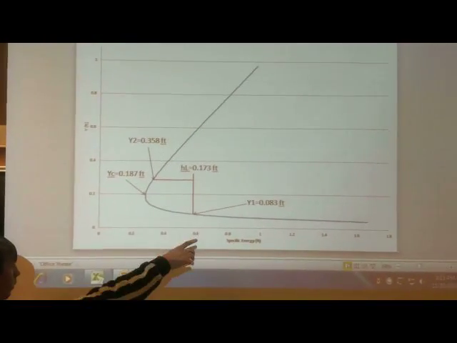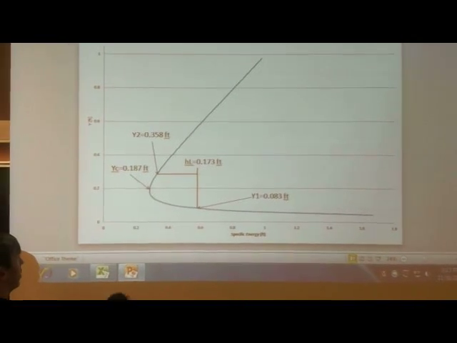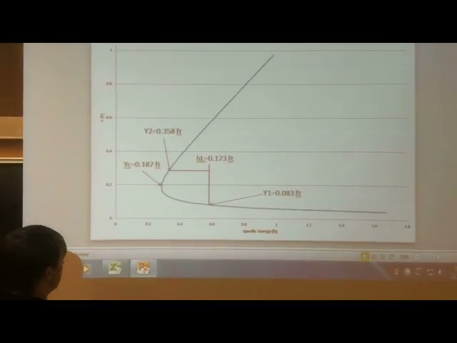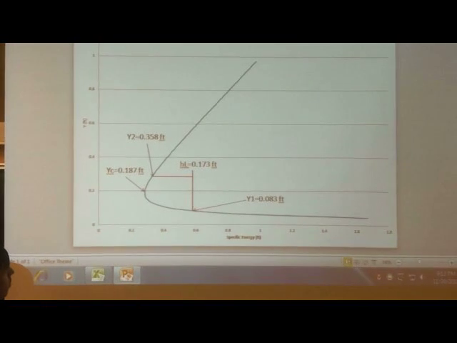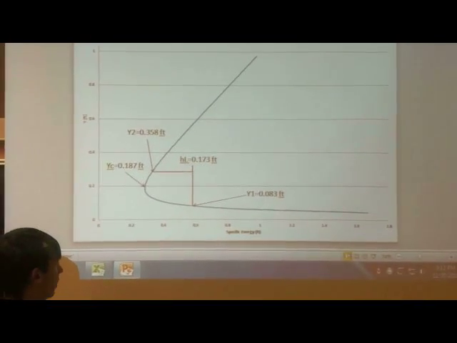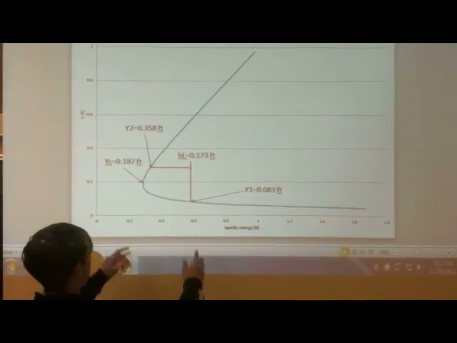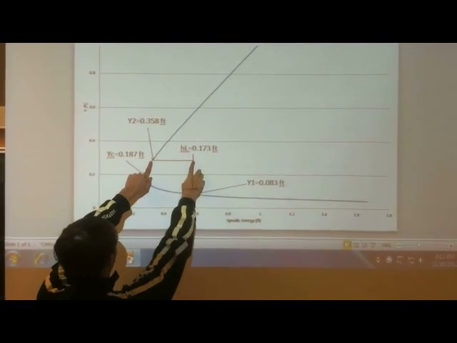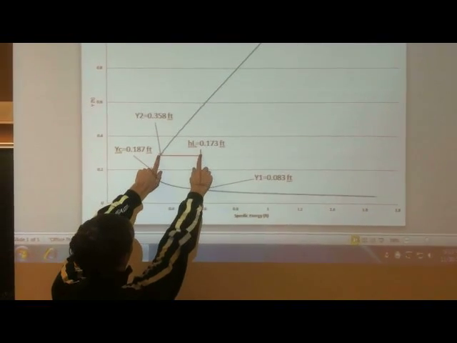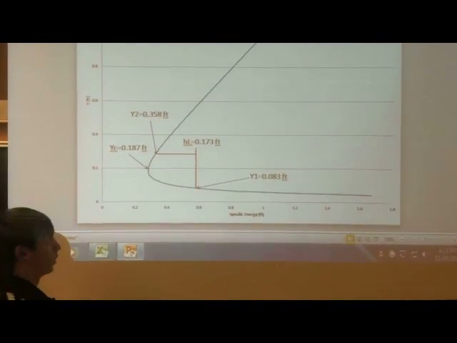Then you find your y1, which is 0.083 feet, your yc, which is 0.187 feet, and your y2, which is 0.358 feet. Then, to find your head loss, you go right here to find the length between the y2 and the y1, which in this case would be 0.173 feet.